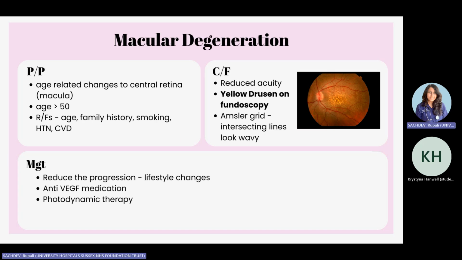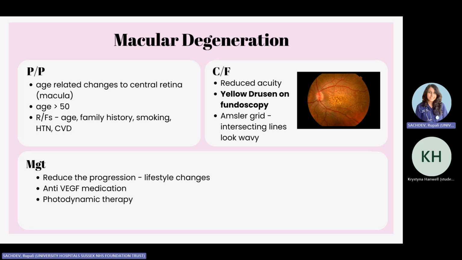Coming to the next one, we've got macular degeneration. So these are age-related changes to the central retina, which is the macula. So very commonly seen above the age of 50. Risk factors include age, family history, smoking, hypertension. Clinical features include reduced visual acuity. So these are going to be chronic visual changes.